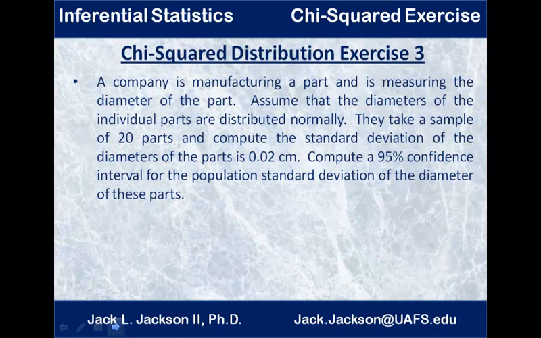A company is manufacturing a part and is measuring the diameter. Suppose the diameters of the individual parts are distributed normally. Again, that normality assumption is important, or this test just does not work. They take a sample of 20 parts and compute the standard deviation of the diameters to be 0.02 centimeters. Compute a 95% confidence interval for the population standard deviation of the diameter of these parts.